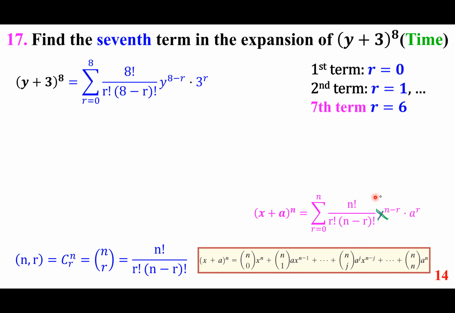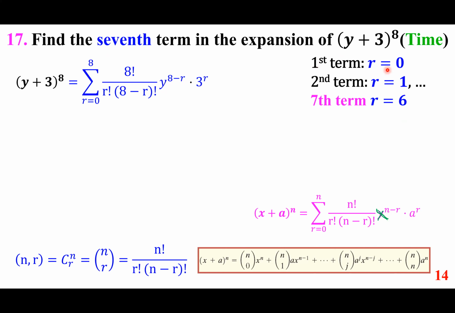Remember what's going to happen. The first term, r is 0. We start with 0. The second term, r becomes 1. So what happens to the seventh term? r must be 6. So you use this formula. Replace the r with 6. That's all you have to do.